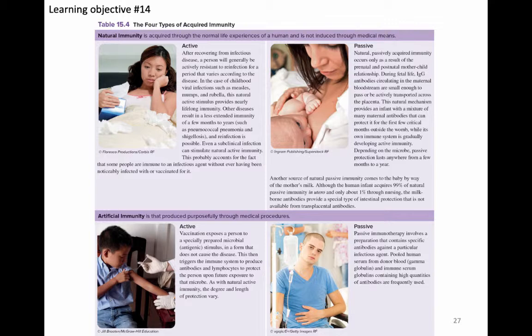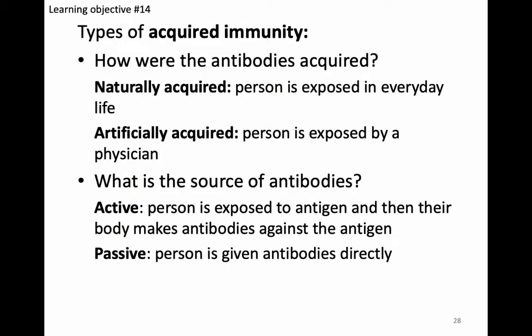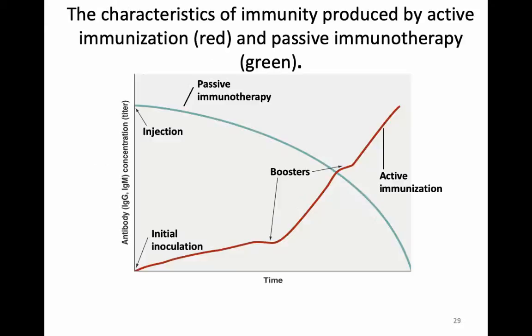Artificially acquired active immunity is when you go to a healthcare office and you are exposed to antigen, so your body responds by making antibody. Artificially acquired passive immunity is when you go to a healthcare office and you are given antibody directly. Those different categories are defined in text here, if that makes more sense to you.